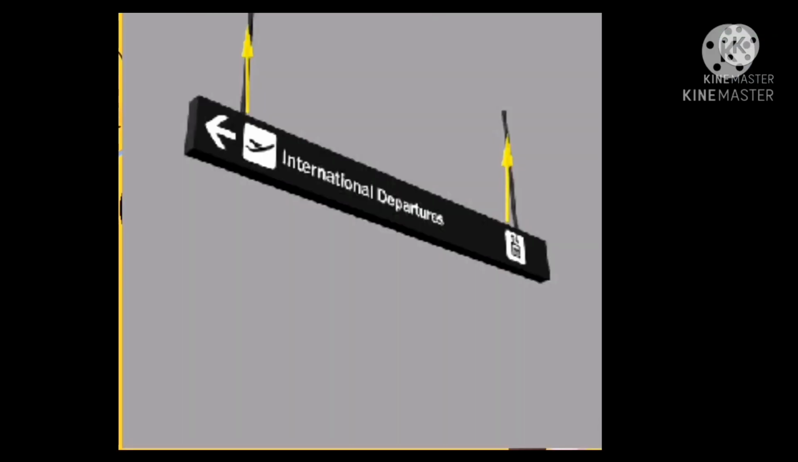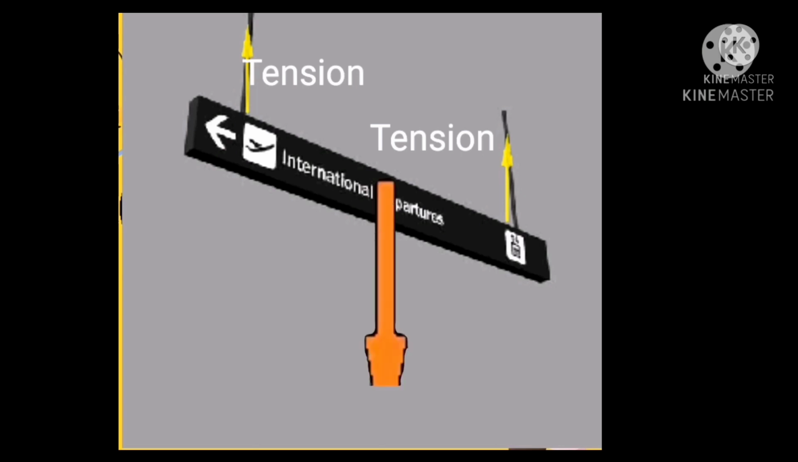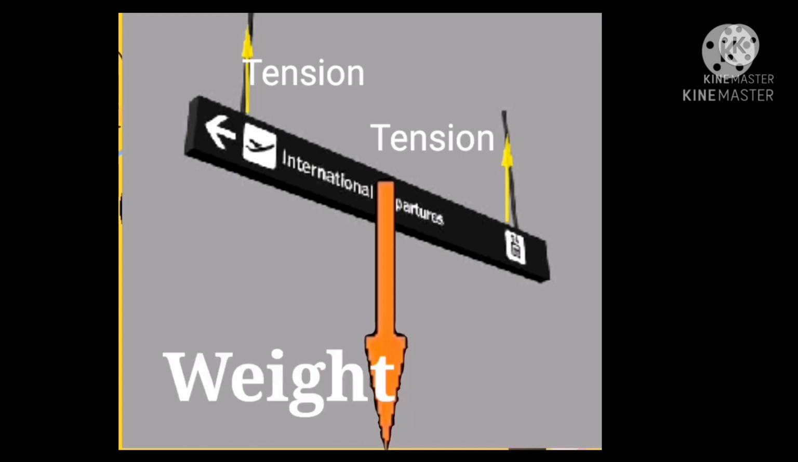Intuitively, we know that something must be pulling down to balance the upward forces exerted on the signboard. This force must be the gravitational force. Earth pulls downward on the signboard toward the Earth's center. This non-contact force is equivalent to the weight of the object.